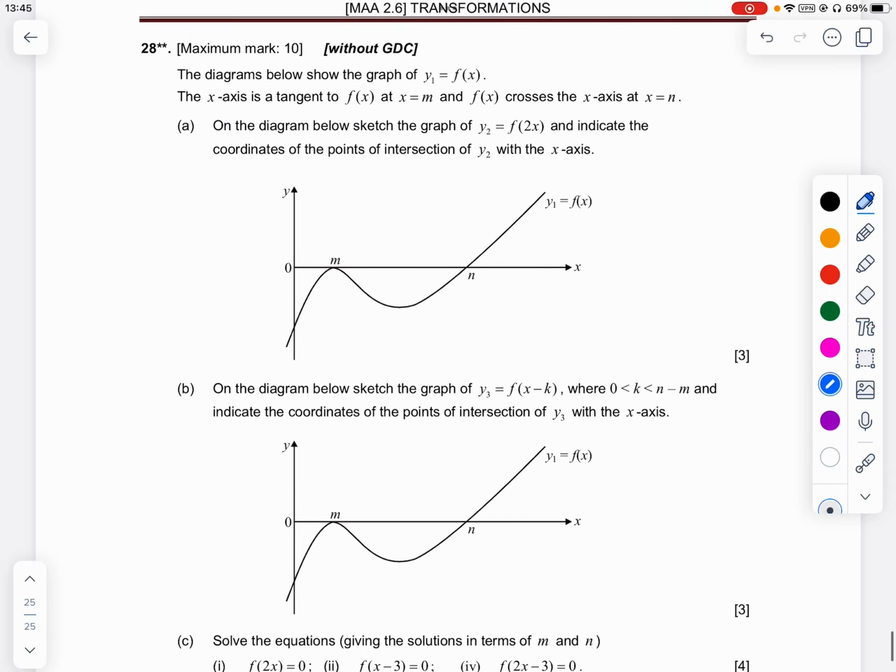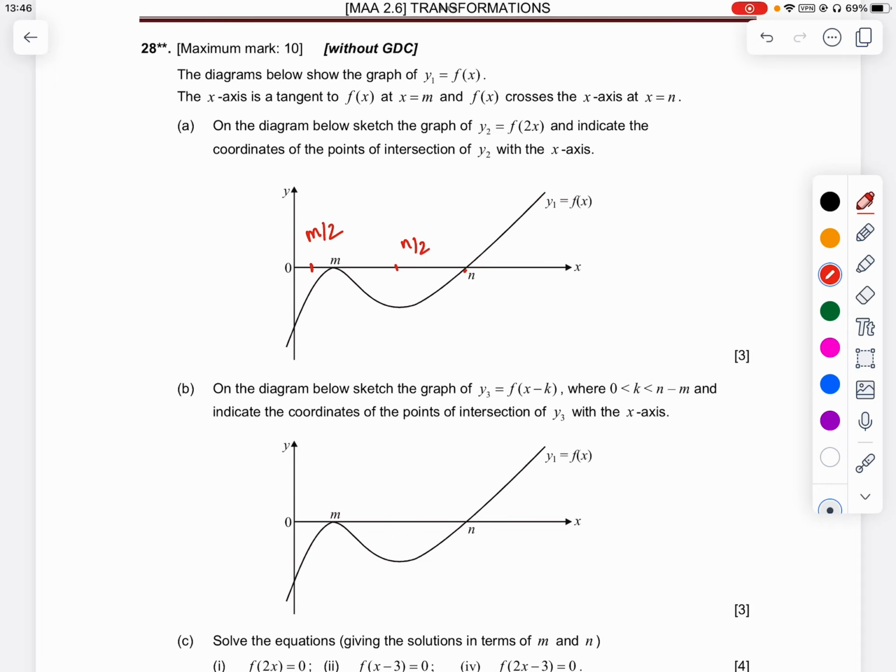Finally, the last question, 28th question. The diagram shows below the graph y1 equal to f of x. The x-axis is a tangent to f of x at x equals to m, and f of x crosses the x-axis at x equal to n. On the diagram below, sketch the graph y equal to f of 2x. F of 2x means every x value is divided by 2. So m becomes m upon 2. N becomes n upon 2.